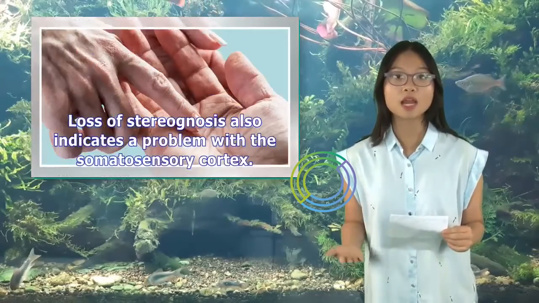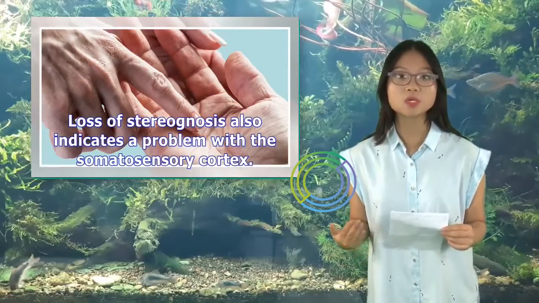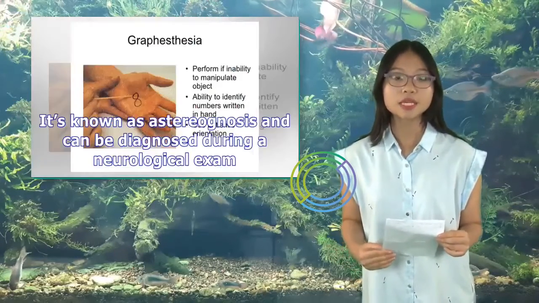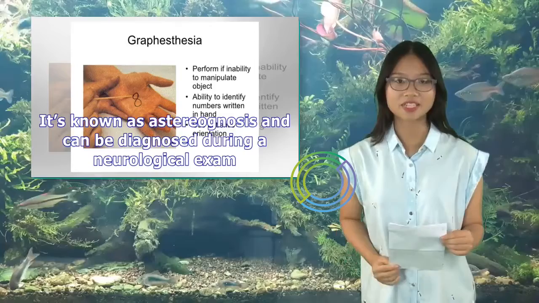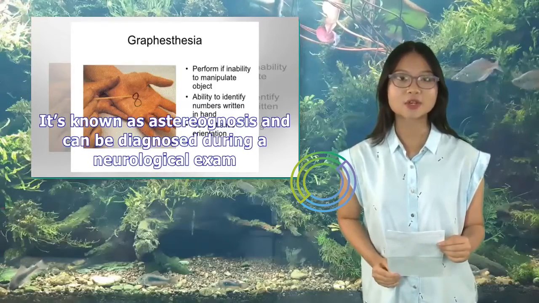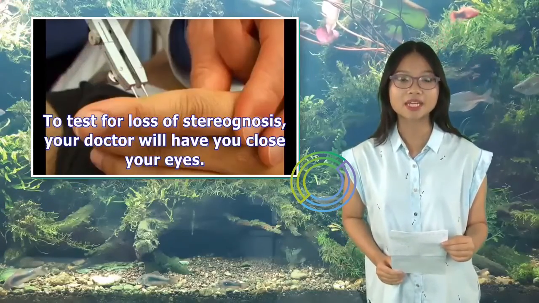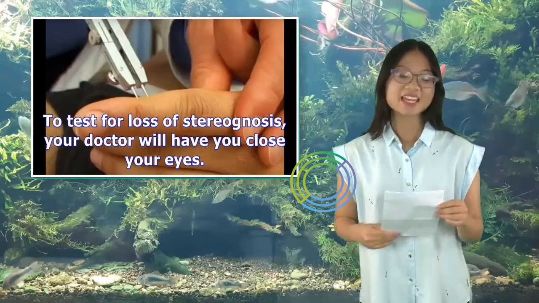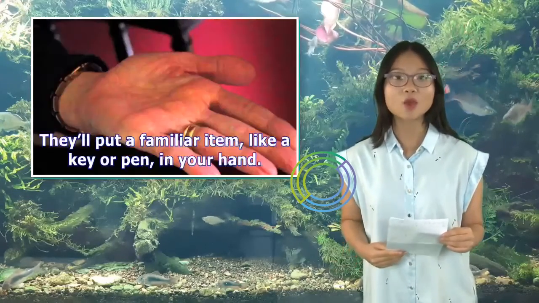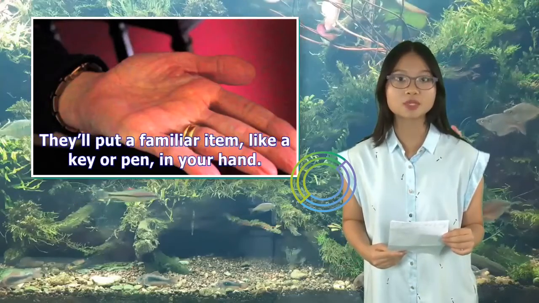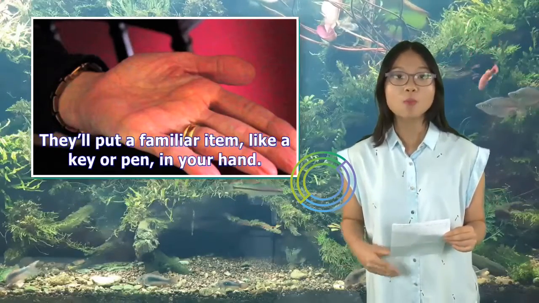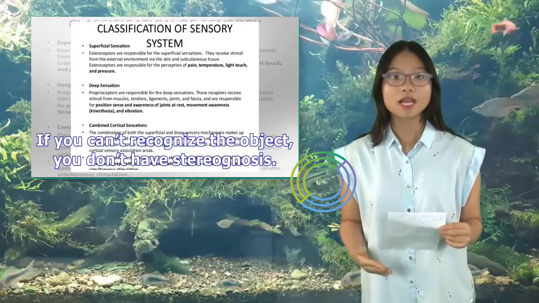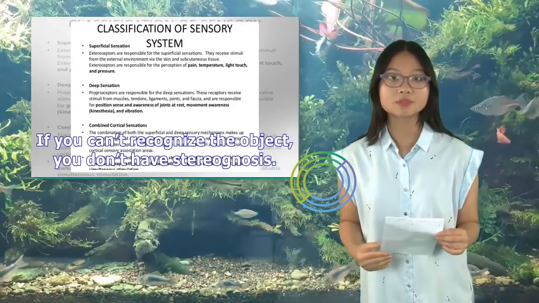Loss of stereognosis also indicates a problem with the somatosensory cortex. It's known as astereognosis and can be diagnosed during a neurological exam. To test for loss of stereognosis, your doctor will have you close your eyes. They'll put a familiar item, like a key or pen, in your hand. If you can't recognize the object, you don't have stereognosis.